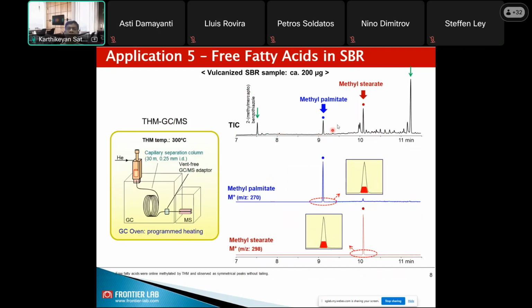In this case, similar to the normal thermal desorption, you can have clear peaks for palmitic acid and stearic acid, but in the form of methyl esters. When you zoom in on these peaks, you can see they are clearly baseline resolved peaks. That means you can guarantee it provides high precision data compared to the normal thermal desorption analysis.